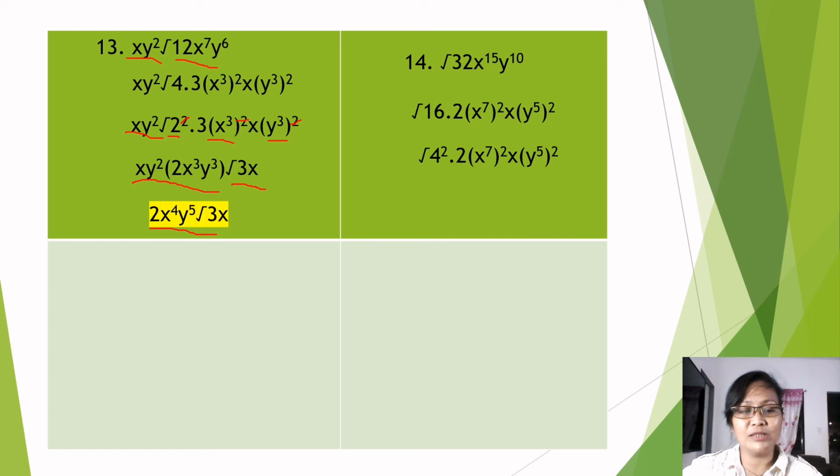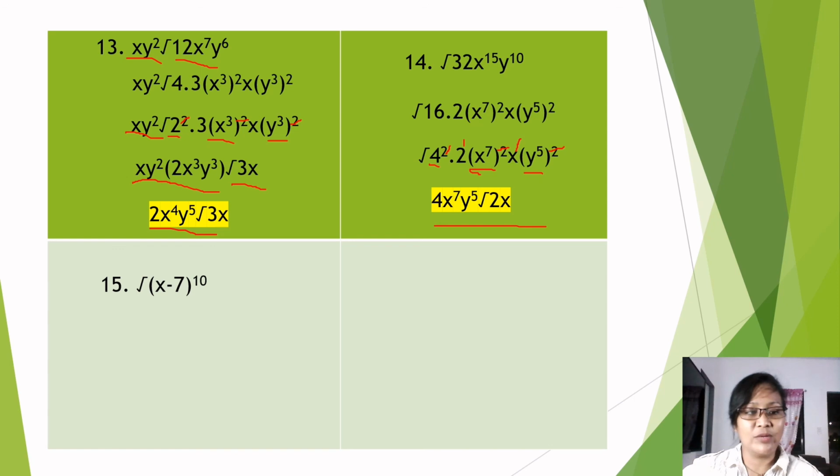Then, extract the root. Cancel 2, cancel 2, cancel 2. So our perfect roots are 4, x to the 7th power, y to the 5th power. And for our non-perfect root, we have 2 and x. Therefore, we have 4, x to the 7th power, y to the 5th power, square root of 2x.